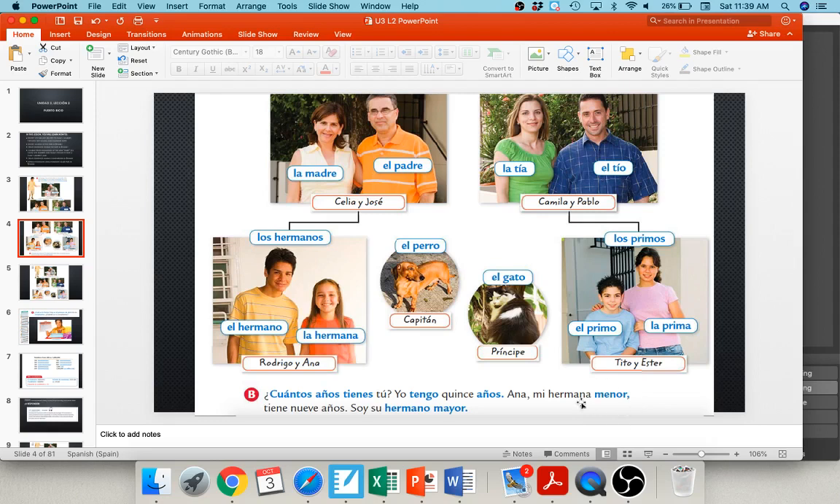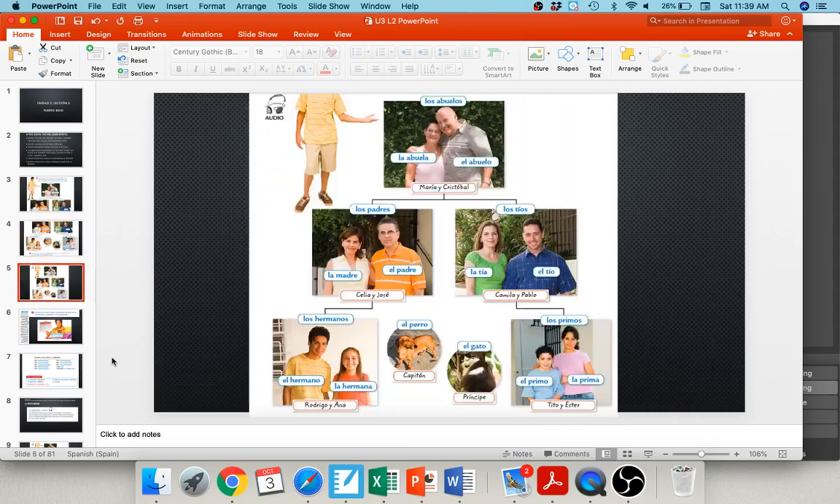Menor means younger. Mayor looks like the word mayor in English. And I don't know about you, but in my town, the mayor is always some old dude. So, yo soy su hermano mayor, her older brother. We've already talked about our family tree here.